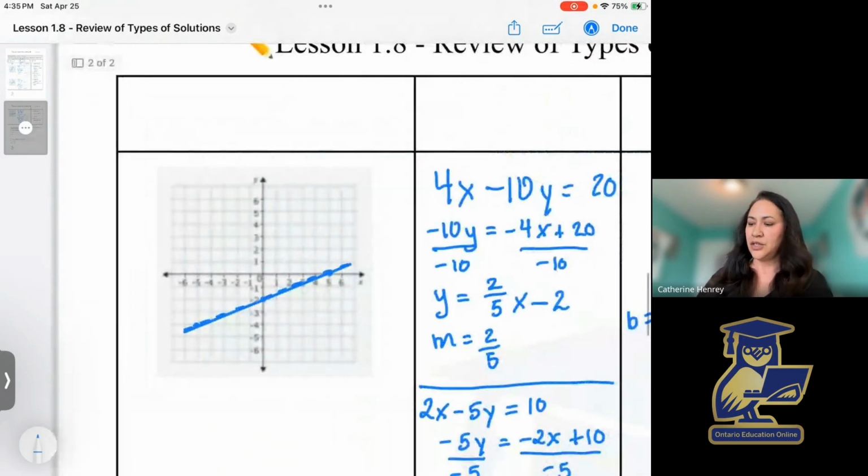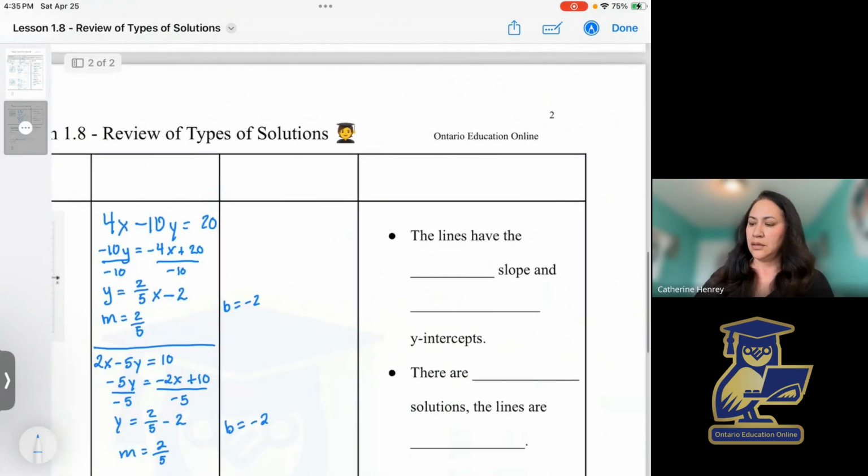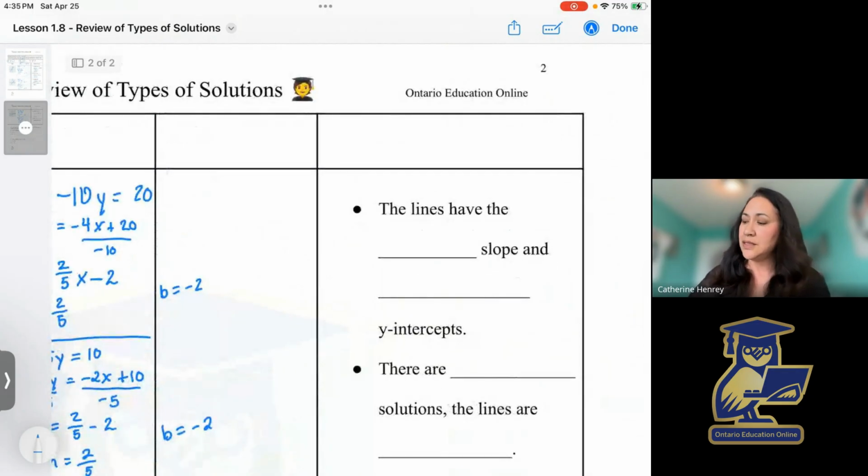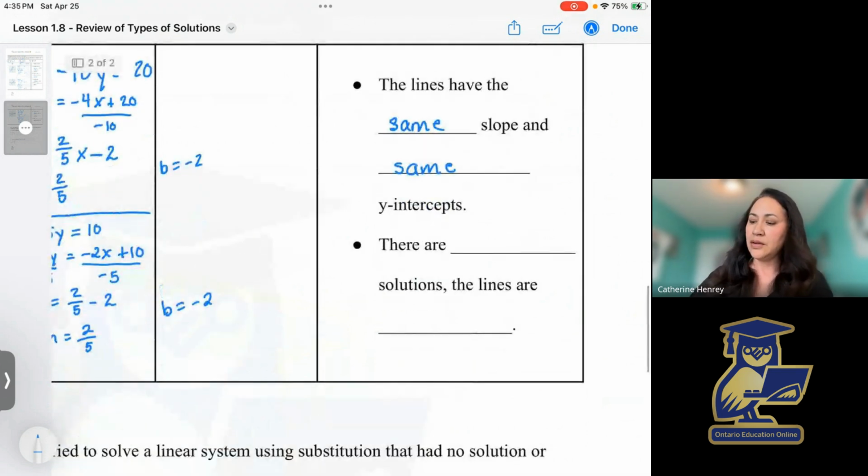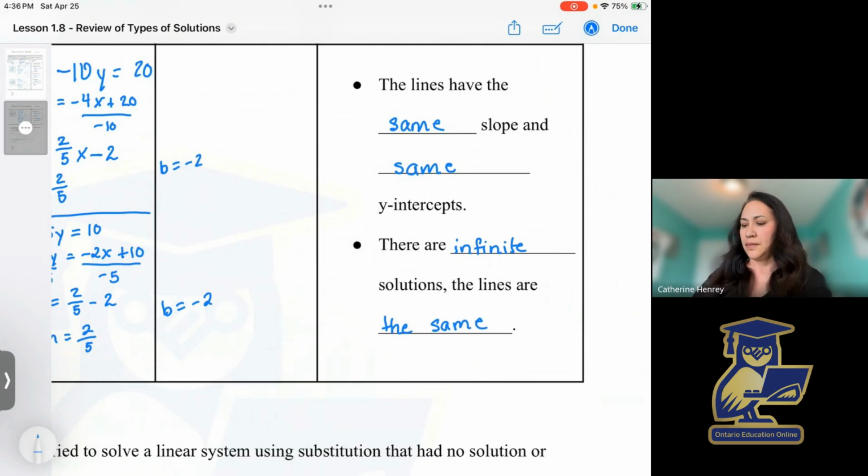In this situation, the lines have the same slope and the same y-intercepts. We here say that there are infinite solutions, and the lines are actually the same. Good.